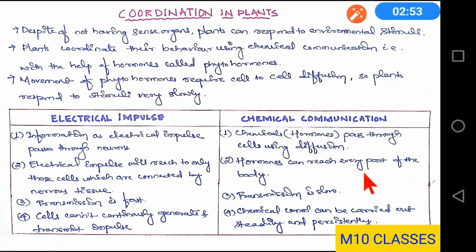Now, in electrical impulse, cells cannot continuously generate and transmit impulses. So that is a problem. That means once a cell has generated and transmitted a signal, it will take some time to reset its mechanism to generate and transmit another impulse. However, this chemical communication can be carried out steadily and persistently. Those are the important differences between electrical impulse and chemical communication.